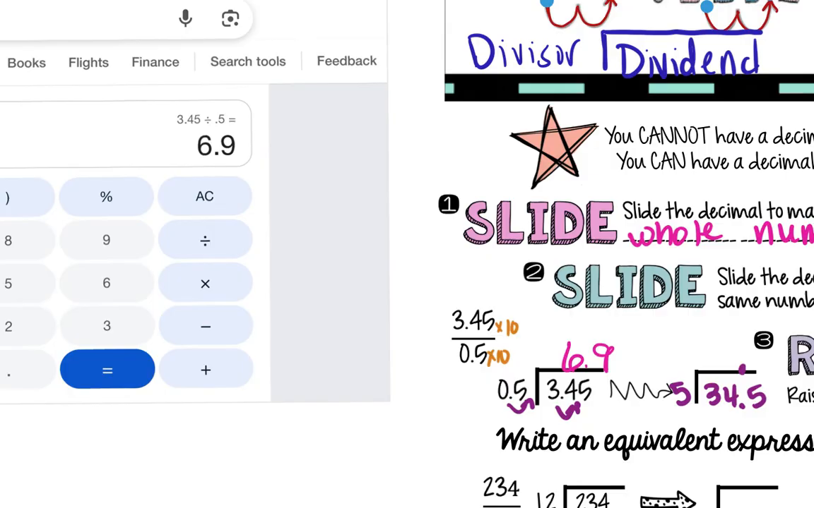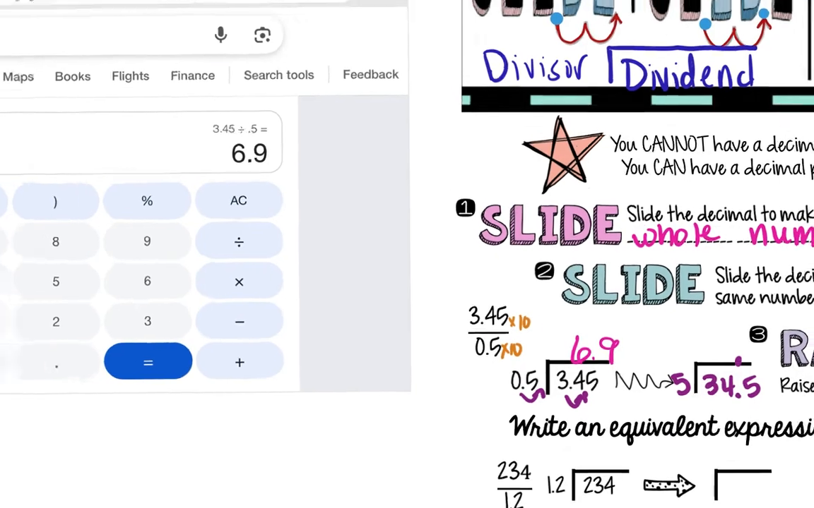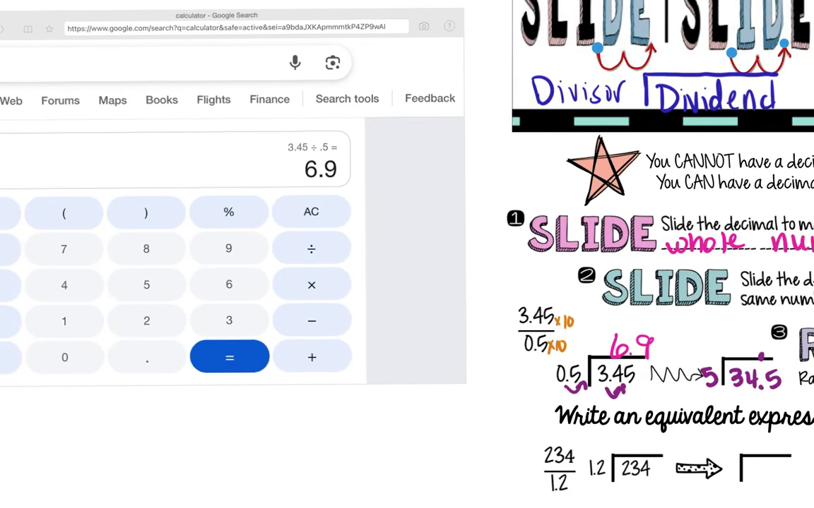So is that the same thing? Well, let's look at this. I am going to now do my new problem. My new problem is now 34.5 divided by 5. What do I get? 6.9. So my answer is going to be the exact same thing. They are equivalent expressions.